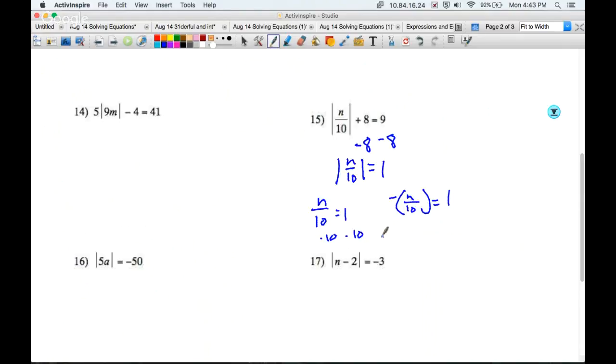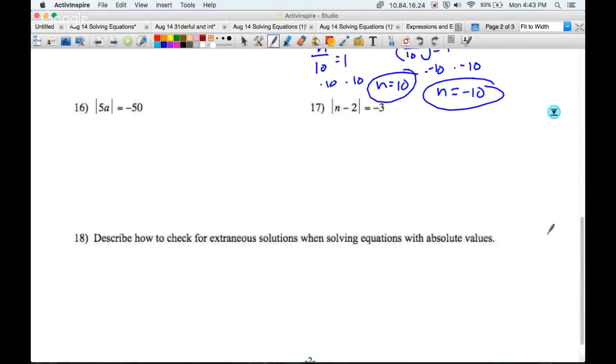Times 10, times 10, n equals 10. That's one solution. For this one over here, multiply by negative 10. That way I can get rid of the negative and the 10 in one swoop. n equals negative 10. All right. Number 16.